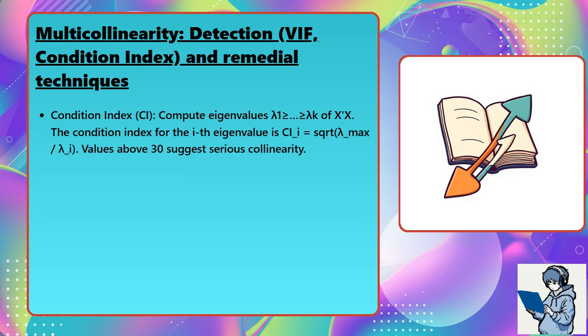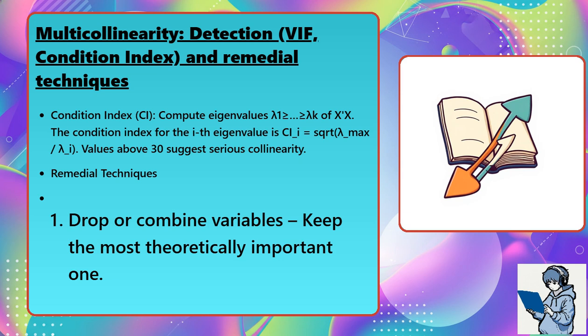Condition index: compute eigenvalues lambda 1 greater than or equal to through lambda k of X transpose X. The condition index for the ith eigenvalue is CI sub i equals square root of lambda max divided by lambda i. Values above 30 suggest serious collinearity. Remedial techniques. Number 1, drop or combine variables. Keep the most theoretically important one.